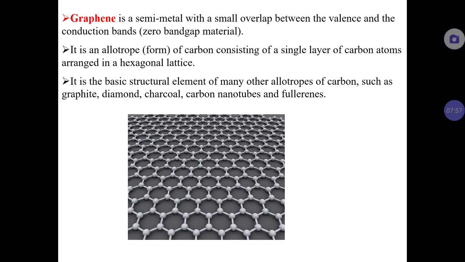So the next topic is graphene. Graphene, we can say, is one allotropic form of carbon. Previously, you might have studied in school days about the allotropic forms of carbon: graphite, diamond, charcoal, fullerenes. In addition, carbon nanotubes, and nowadays even graphene can also be called one allotropic form of carbon.